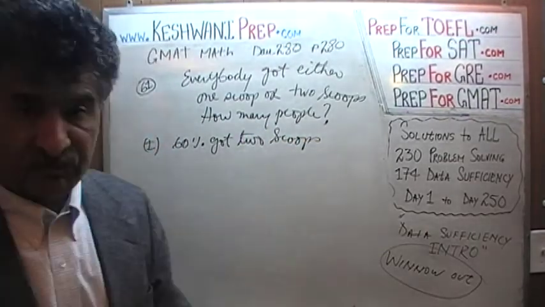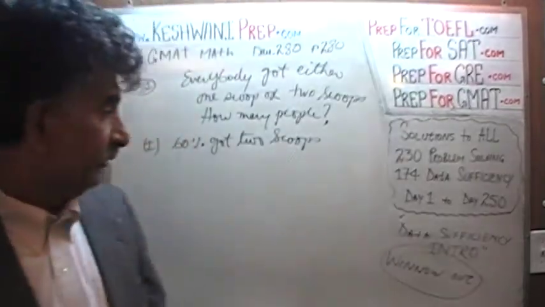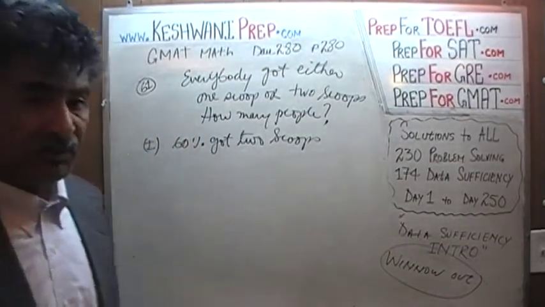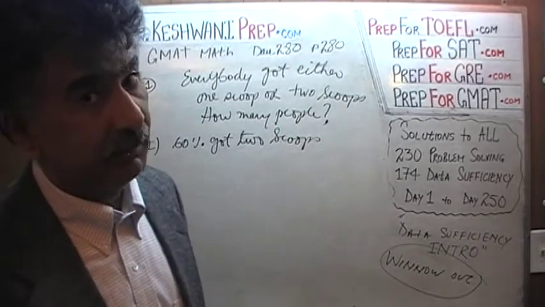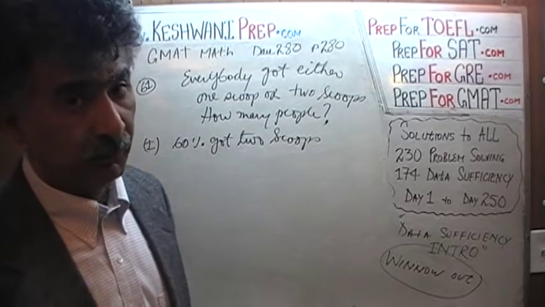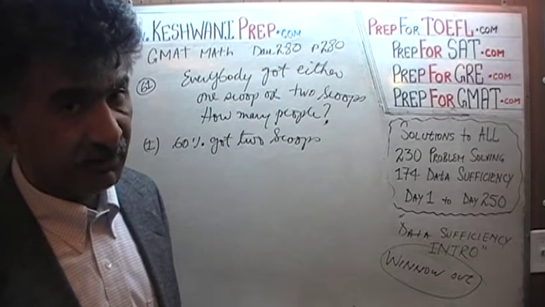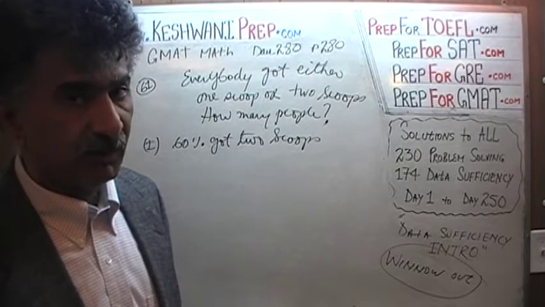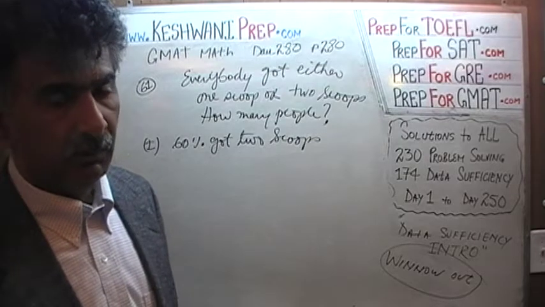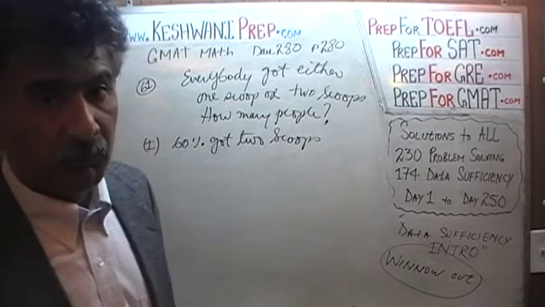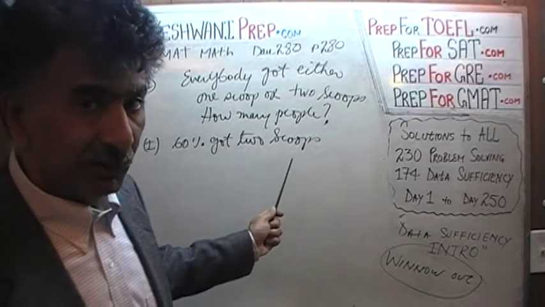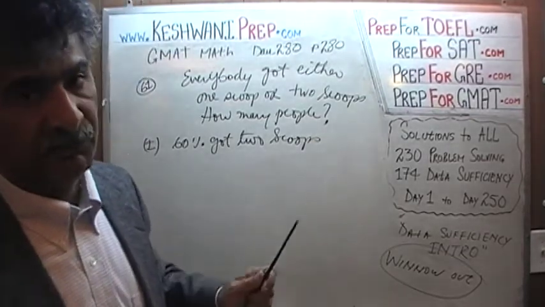Well, simply knowing that 60% of people at the party got 2 scoops is not going to enable us to figure out how many people there were at the party. That information is not worthless. It might come in quite handy later on, down the road, if it turns out that the second statement by itself is also not sufficient, then this statement, once we put it together with the second statement, might come in quite handy. It is not worthless, but it is not sufficient.